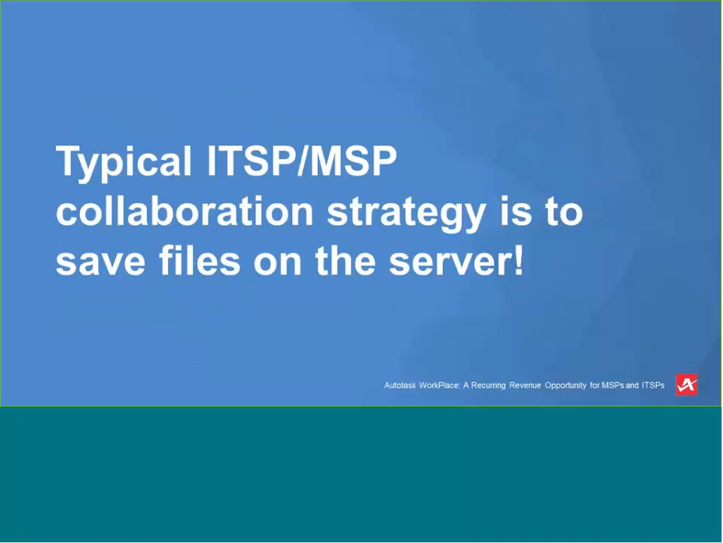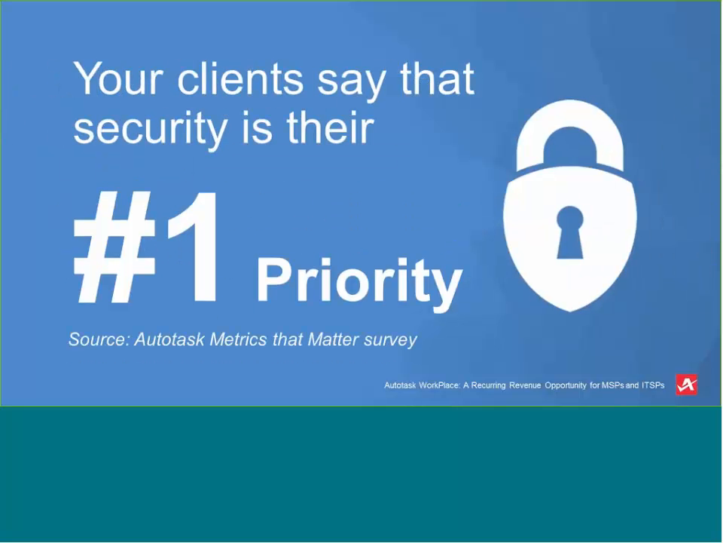And that goes against the typical IT service provider and MSP collaboration strategy, which is to save files on the server. So what you really have is this swirl of change going on, where you want data on a server, users are putting data on desktops, laptops, local hard drives, and you really need to protect that data, because your clients do say that security is their #1 priority, and that came from our Autotask Metrics That Matter survey, which over 1,600 of you have responded to.